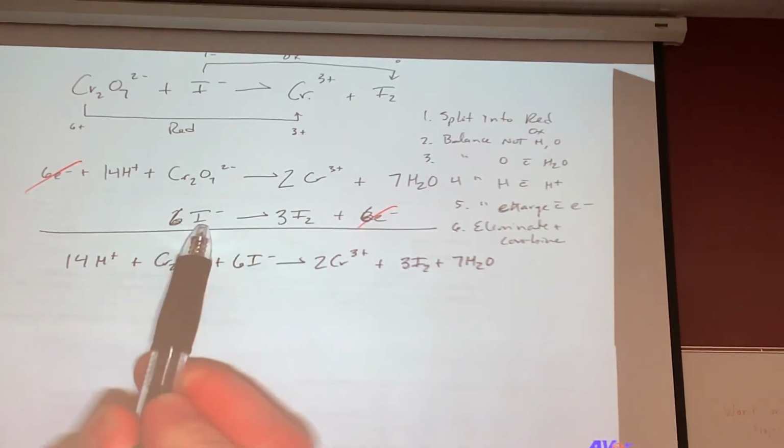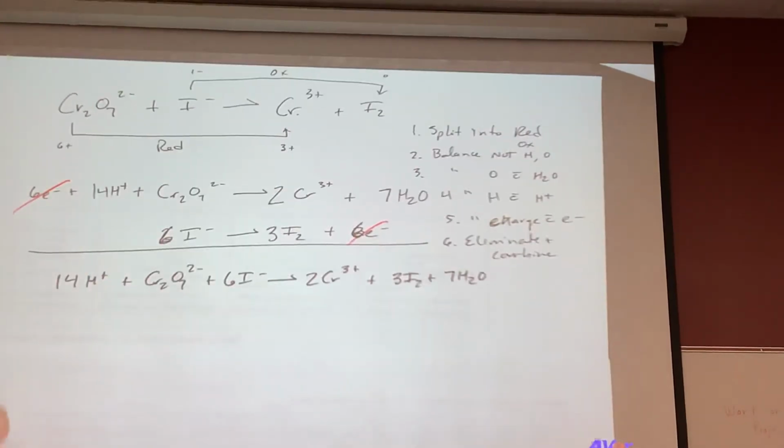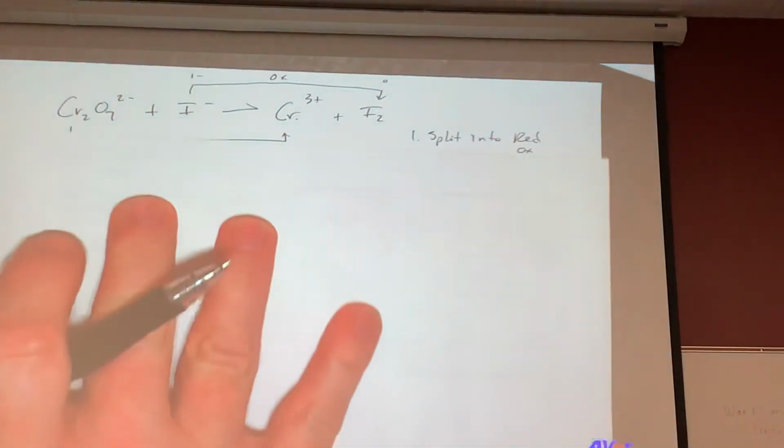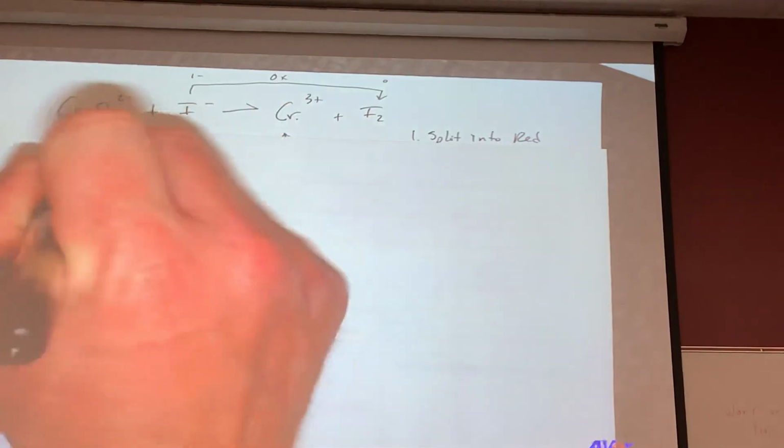Where did you get the 6 plus under the Cr2O7? 6 iodines? No, go up. The oxidation number. Oh, okay.